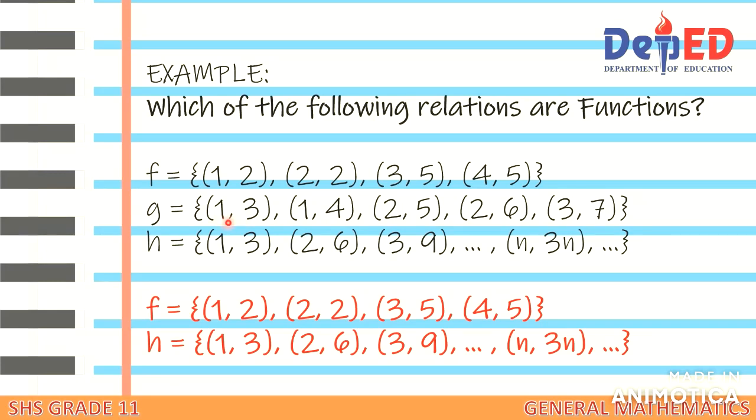So 1, 3, 1, 4. And we have another 2 here. So 2 has 2 elements of range, which are 5 and 6. That's why set G is not a function.